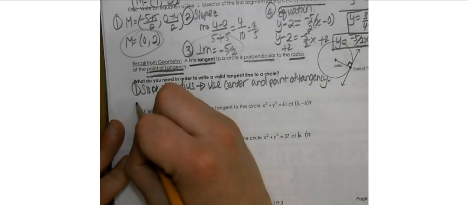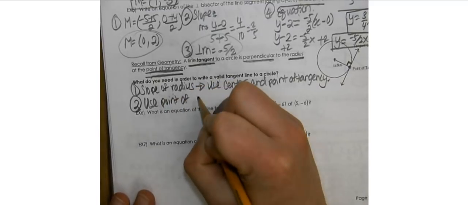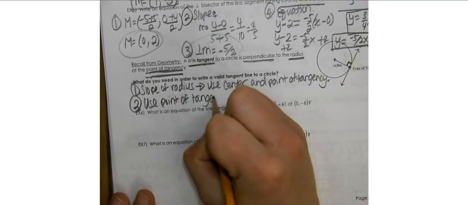The next thing that we need to do is use that point of tangency to write our equation. So we're going to use the point of tangency and the slope of the radius to write an equation.